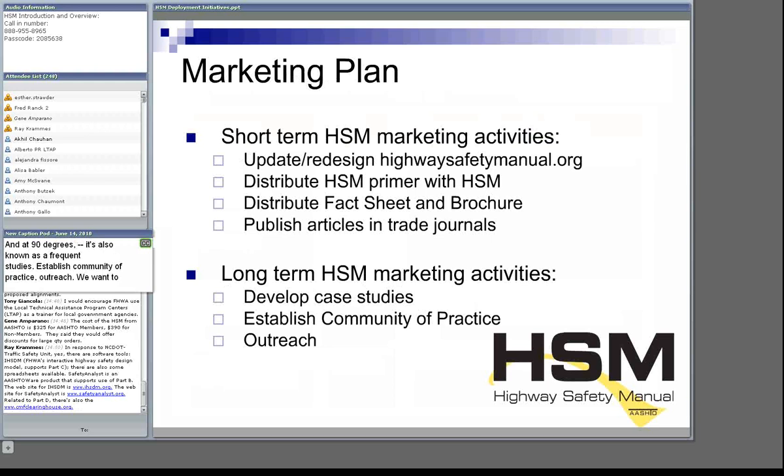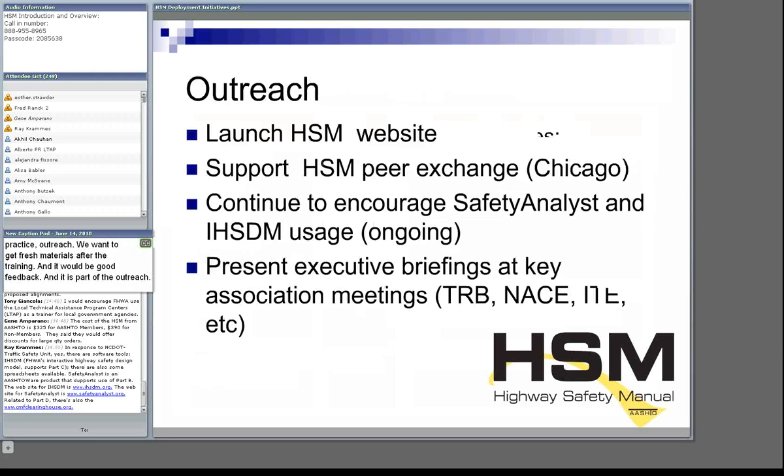Some long-term marketing initiatives that we have along with the implementation plan are to develop case studies. There are several case studies that we were using for the training, but we want to get fresh ones once people actually implement HSM and adopt it in their states so that we can use that as another marketing point. We're going to establish a community of practice in the future for those users who may have good feedback for us to feed into the second edition of the HSM, and there will be outreach through AASHTO and FHWA continuously to make sure that the implementation goes successfully.